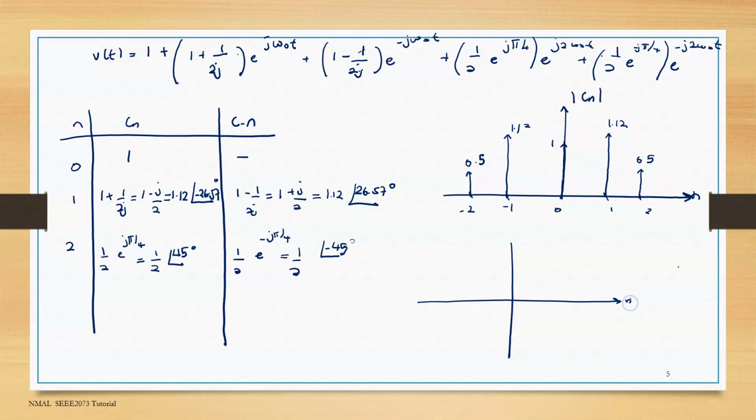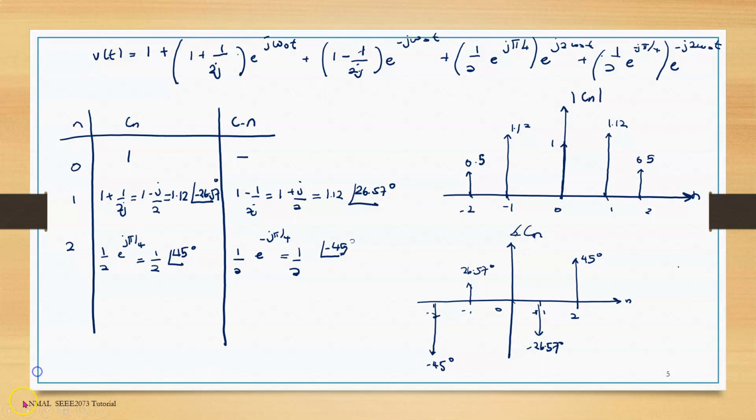The phase involves the negative part as well. For negative 2, the degrees here is negative 45. For negative 1, it is 26.57 degrees. For 0, there is no phase involved. For 1, it is negative 26.57 degrees, and for 2, it is 45 degrees. So again, you can see the conjugate properties for this Fourier series equation. This is for the phase.